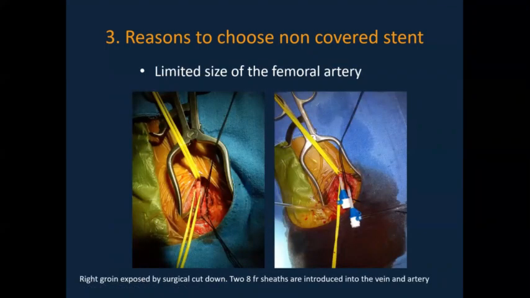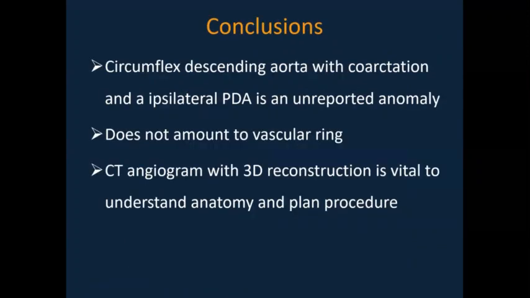So third problem for me was the size of the femoral vessels, in spite of having a cut down. So the femoral artery sizes were not very great to take any sheath more than 14 French. So this was a reason.